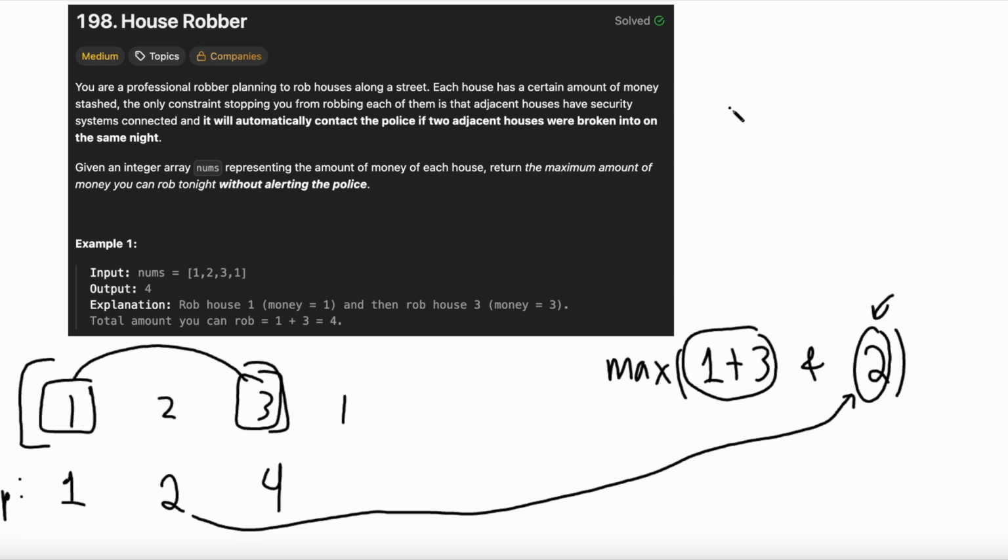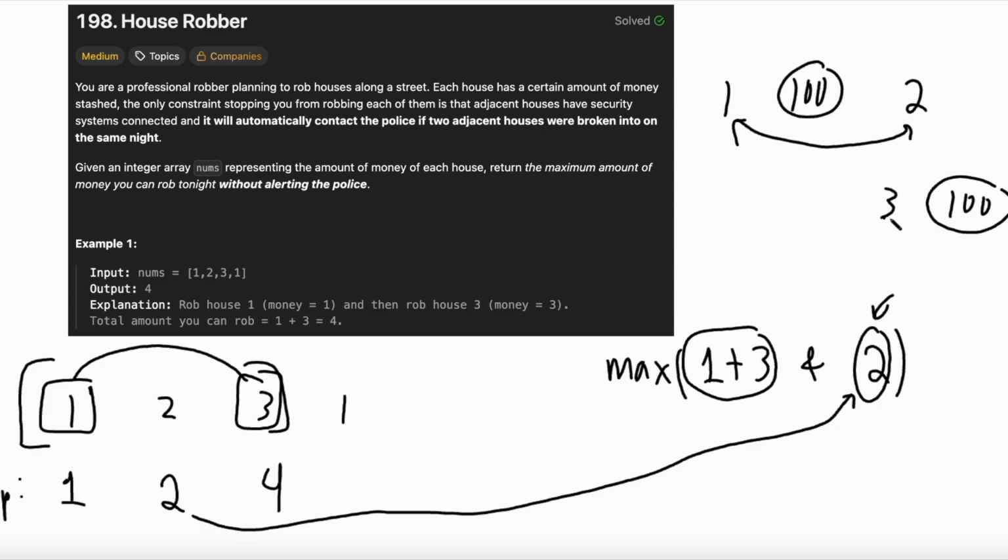Well, let's say we have the instance 1, 100, and 2. If we rob 1 and 2, that gives 3. But if we just rob house 2, it's 100. Just robbing that one house would give more money than robbing both houses, which is why we must consider the max amount of money from robbing the house previous to the previous one, or just from robbing the house previous to the current one. And that's the idea.